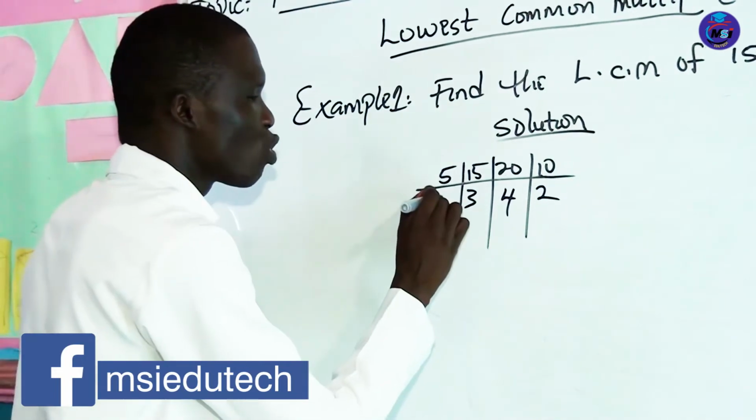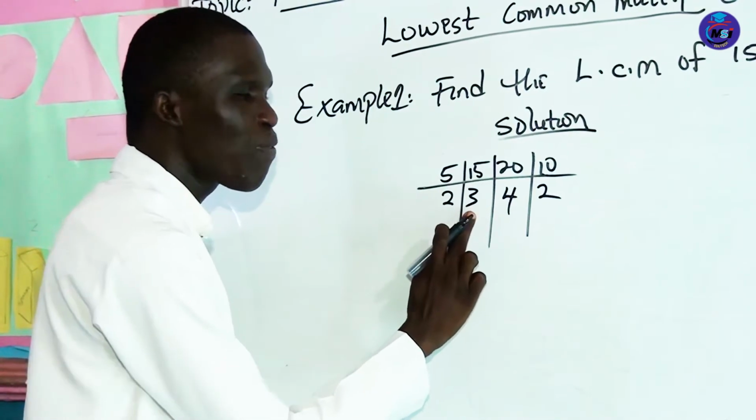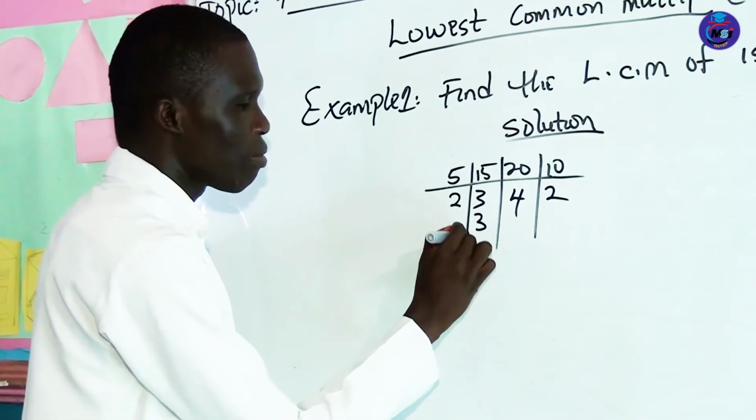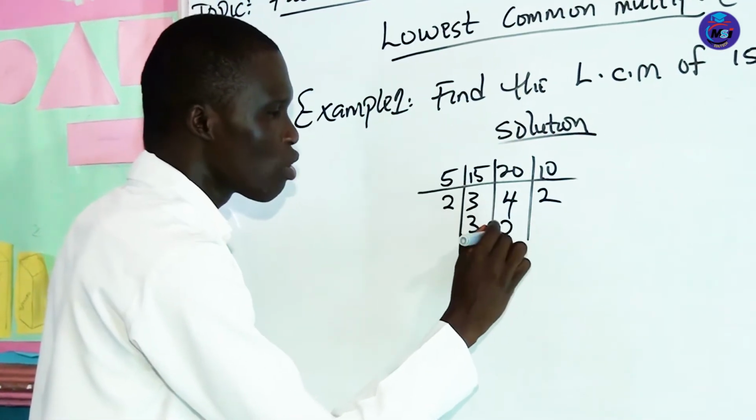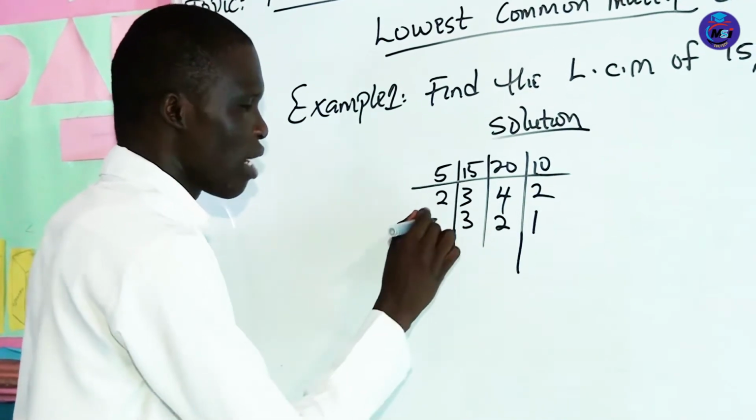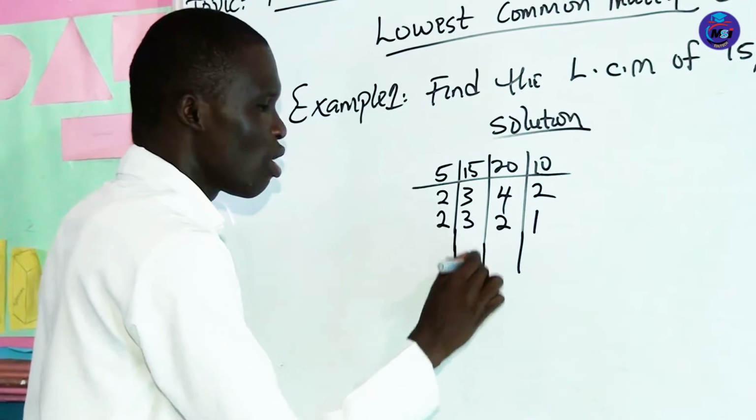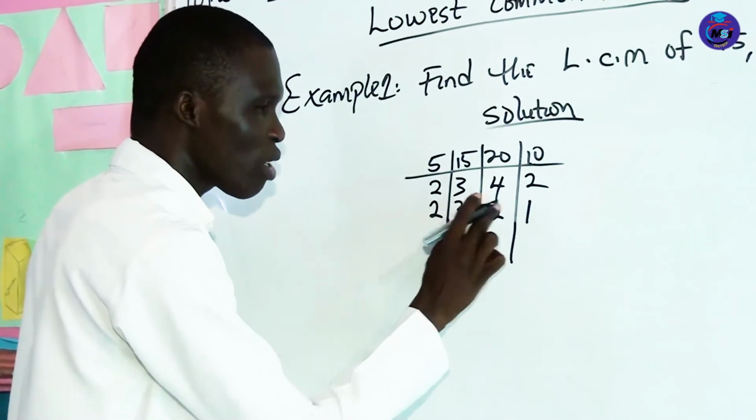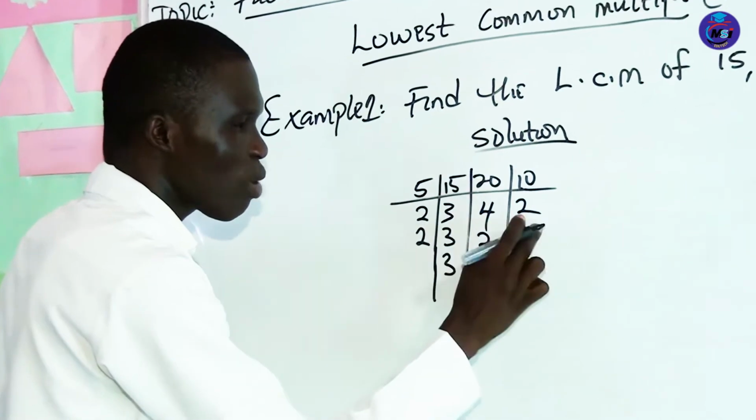How? 2. 2 cannot divide 3. You bring down the 3. 2 in 4, 2. 2 in 2, 1. You can use 2 again. 2 cannot divide 3. Bring it down again. 2 in 2, 1.